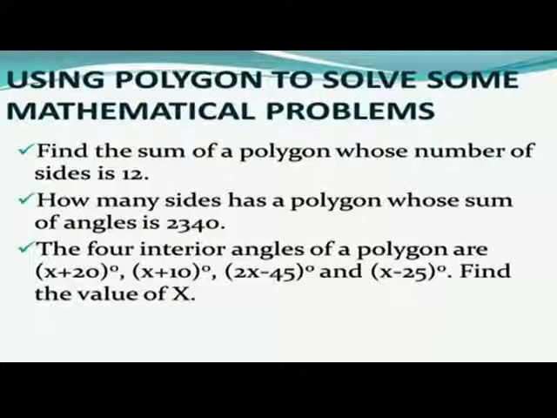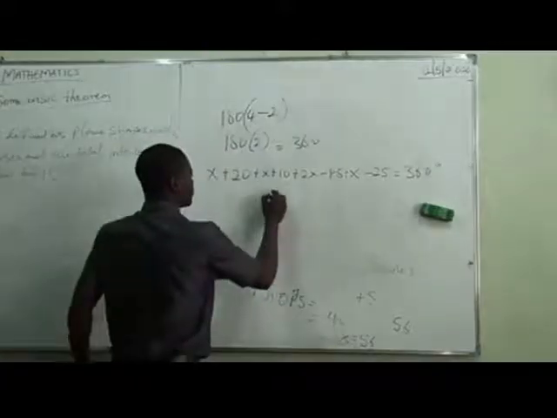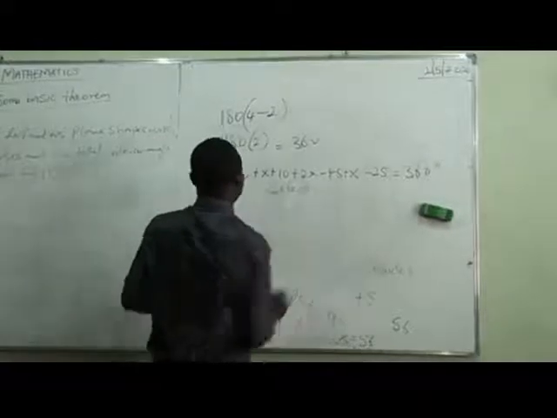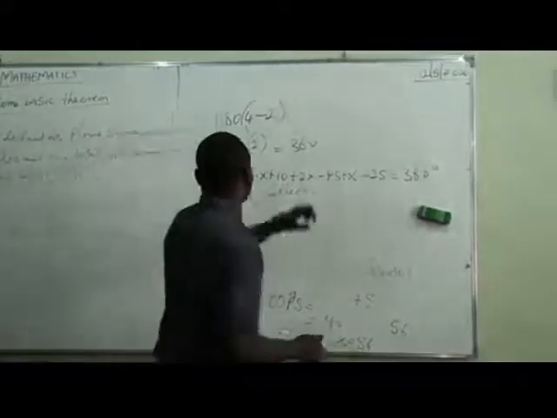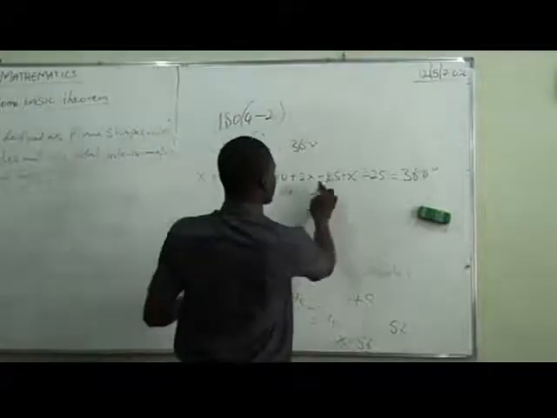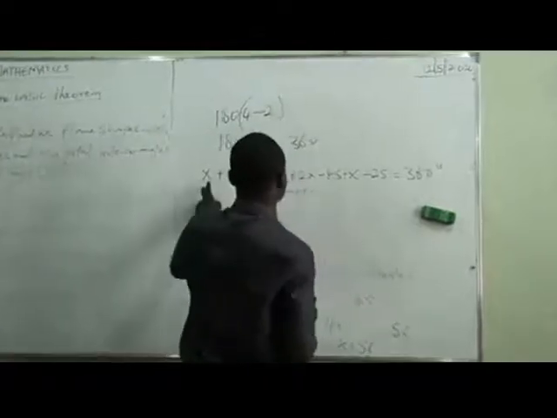Therefore, now you begin to calculate those what? Algebraic expressions there. That is x plus 20 plus x plus 10 plus 2x minus 45 plus x minus 25 equal to 360 degrees. Now you collect like terms.